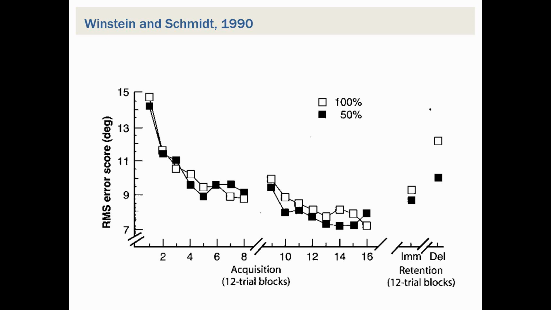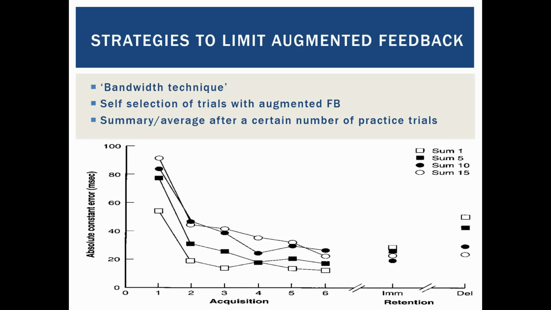So these studies, even though they're in quite discrete skills, or skills that might not necessarily be applicable to sport or even a rehabilitation setting, it does seem to indicate that providing more augmented feedback is actually not beneficial to the learner at all. In fact, decreasing the amount of augmented feedback you give could be beneficial to their learning. But how can we limit augmented feedback?